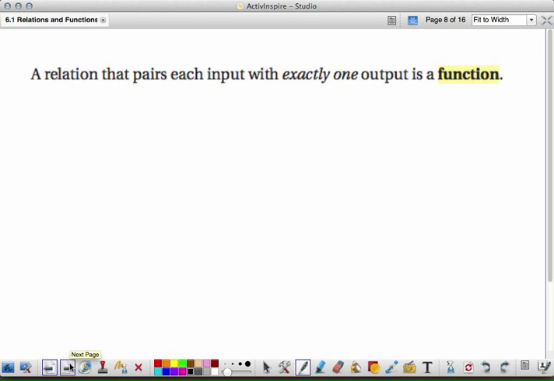Now, when we have these relations or these sets of ordered pairs, some of them can be very special, and we call those special relations functions. And so if you have each input pairs with exactly 1 output, then it's going to be a function. So each input must go out to 1 output.